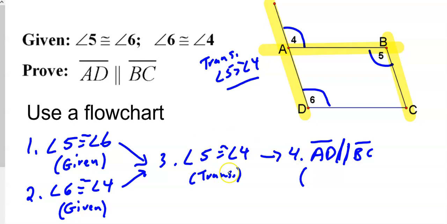And again, what kind of angles are these? Those are alternate interior angles. Congruent alternate interior angles imply parallel lines. So again, alternate interior angles are congruent, implies parallel lines.